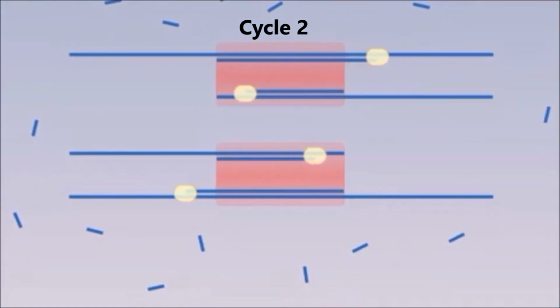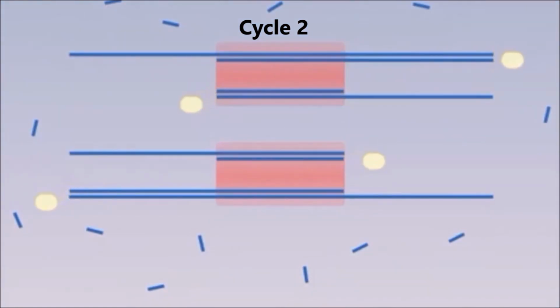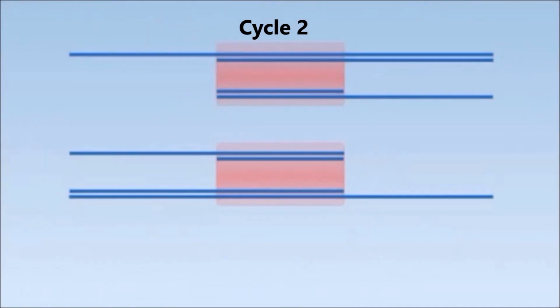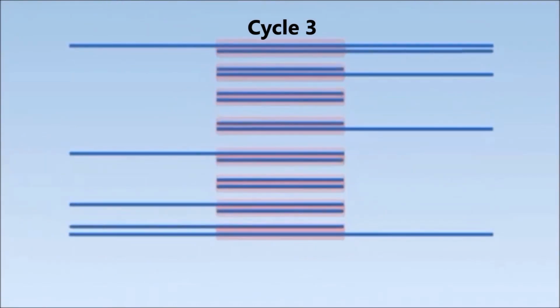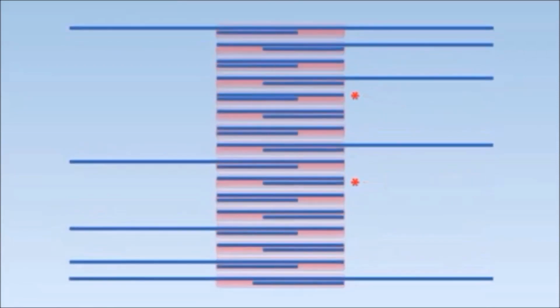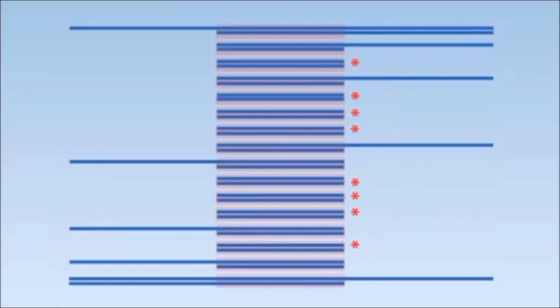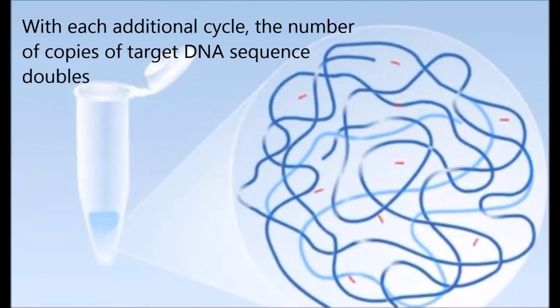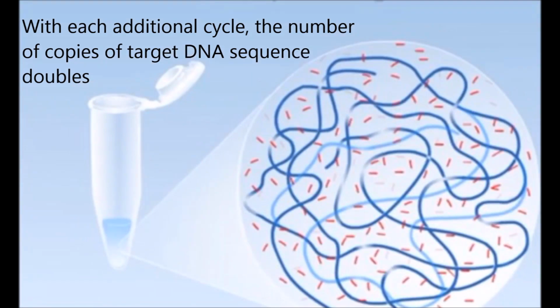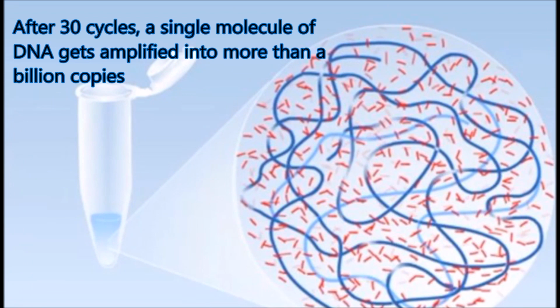After the second cycle, 4 identical copies of the target DNA are created. After the third, there are 8 copies of double-stranded DNA synthesized. As the number of cycles increases, the number of nucleotides and molecules synthesized within the reaction mixture increases exponentially, generating billions of copies of identical DNA at the end.